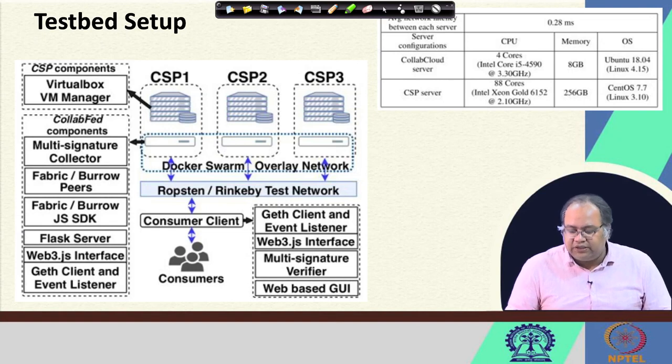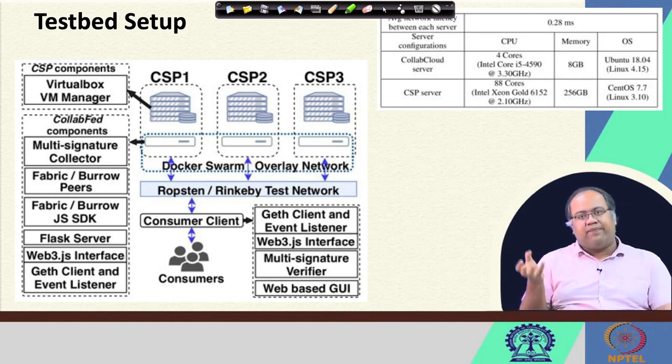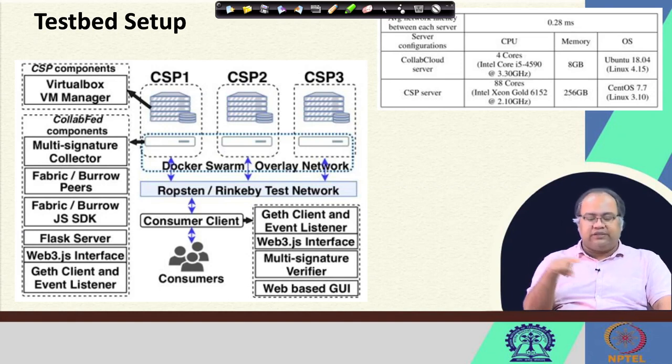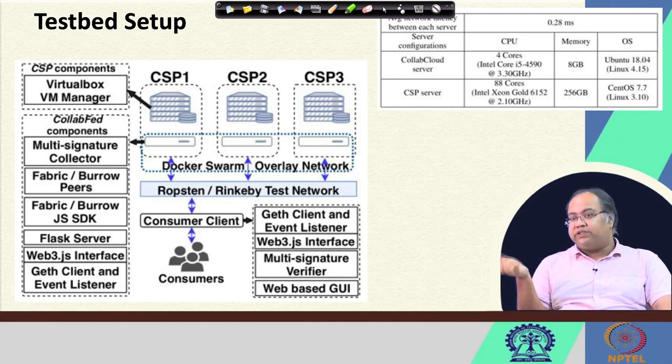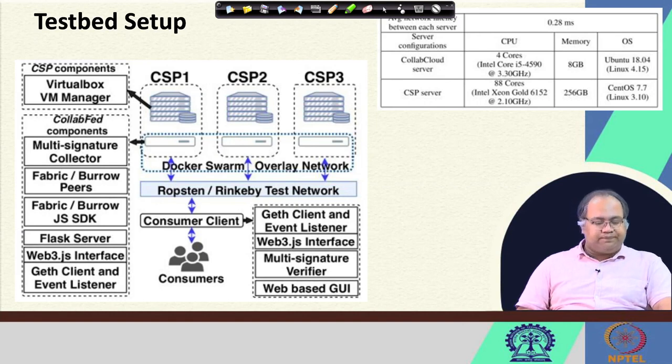As I mentioned, we considered three different servers. These are the specifications of the three servers, which have different resources. They collectively run this CollabFed architecture, through which one consumer can request a VM, and then these three service providers come to an agreement about who is going to host that VM, and that response is sent back to the corresponding consumer.